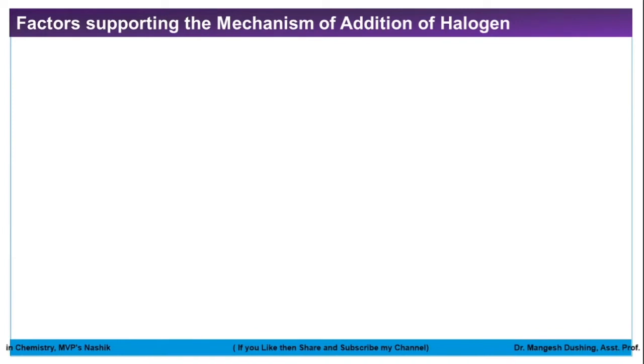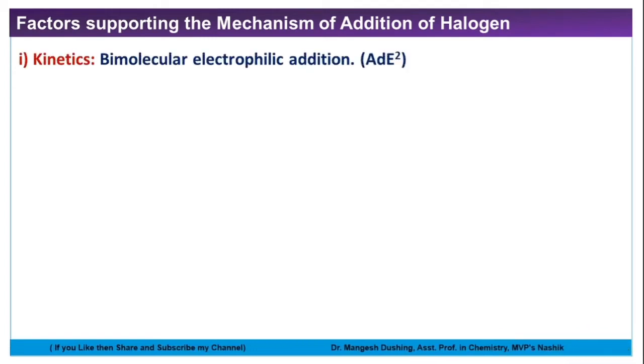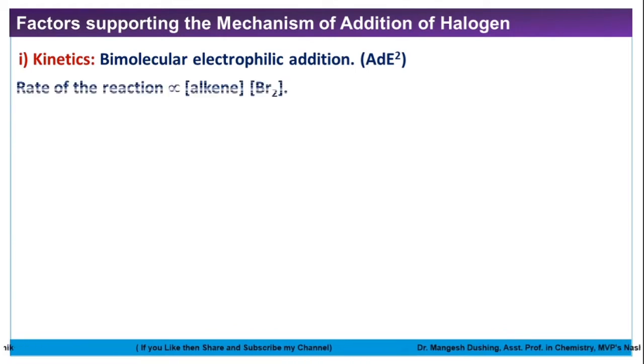So which are the factors supporting this mechanism of addition of halogen? What are the evidences for this mechanism? First is the kinetics. This addition reaction is a bimolecular electrophilic addition reaction, that is AdE2. So the rate of the reaction depends upon both the concentration of alkene as well as the concentration of reagent. The first step, that is the slow, rate determining step, involves the alkene as well as the reagent. So the rate of the reaction is directly proportional to the concentration of alkene as well as the concentration of reagent.